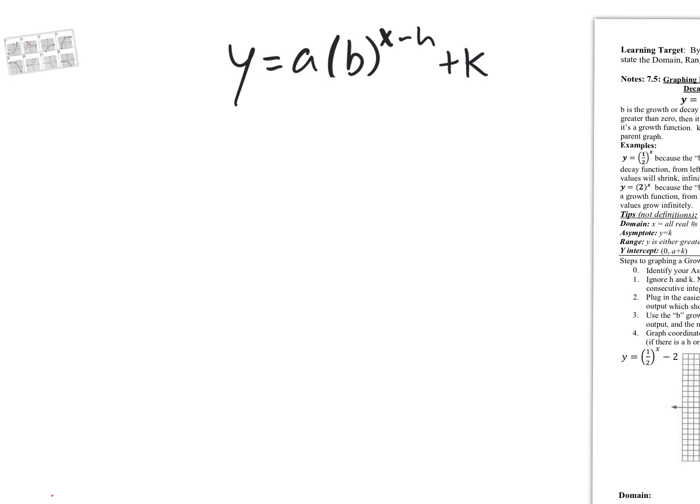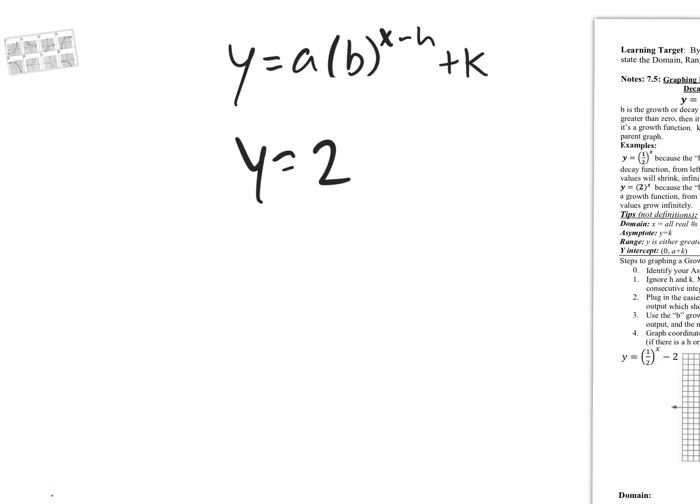So you're going to be able to look at a function and know if it's a growth or decay without even analyzing the graph. If this base is greater than 1, it's going to cause it to grow, which is a growth function. If this base is a value between 0 and 1, then that's a decay function, okay? So what do I mean by that?